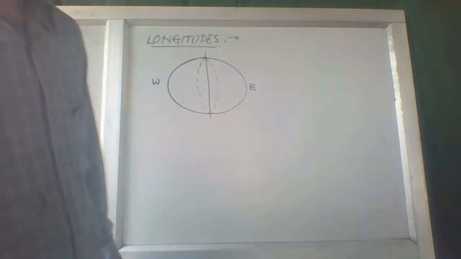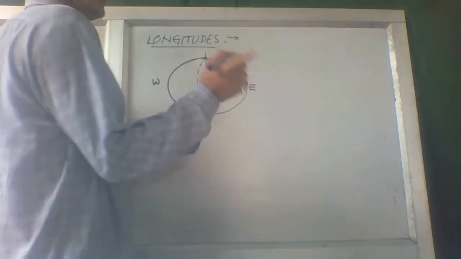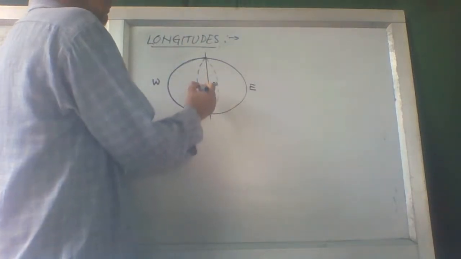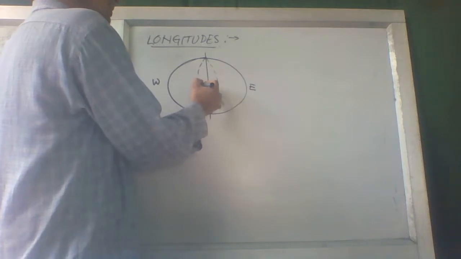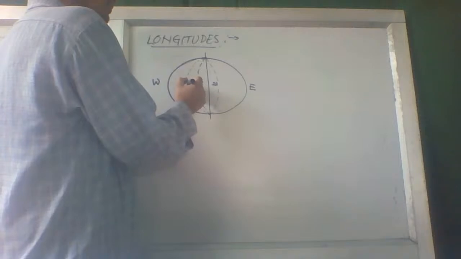How much degree is it? 20 degree east. That was 15 degree in the longitude, but this is 20 degree. Why is this so? Here this is 20 degree. Again here, this is 20 degree more. It means it is now 40 degree.